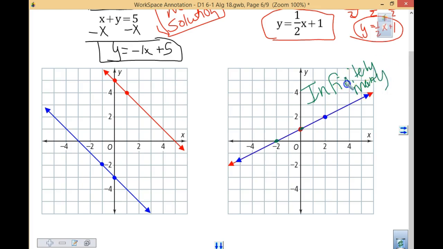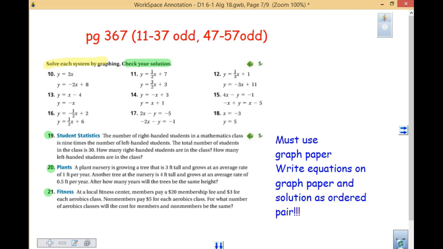So in your homework tonight, you're going to have one slide. So you'll have a point of intersection, one solution. You'll have no solution and infinitely many solutions. So I'm going to be handing out graph sheets. And you'll look at the start of these. So you're doing 11 to 37 odd. The answers are in the back. You want to make sure you're checking those as you're going through.